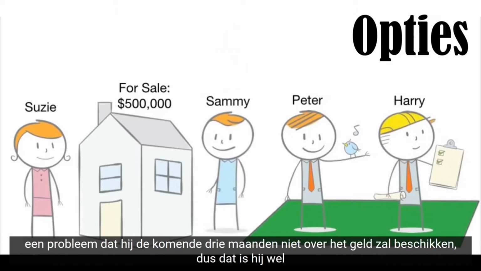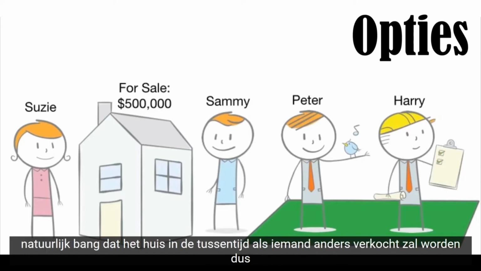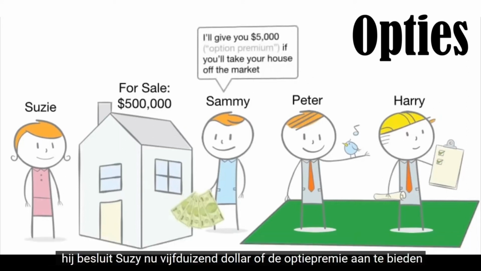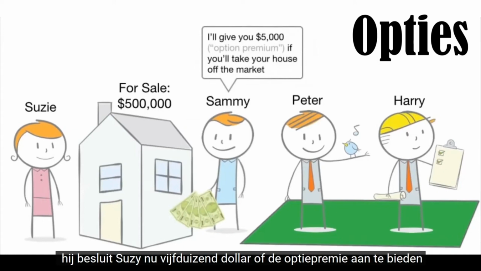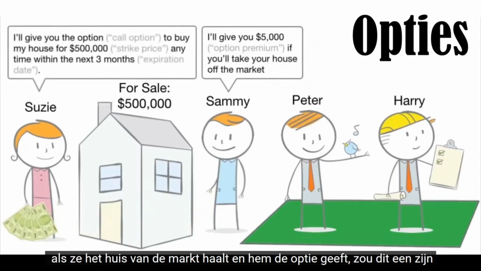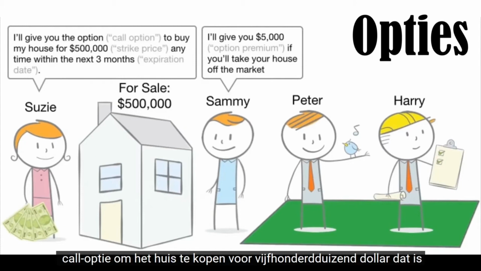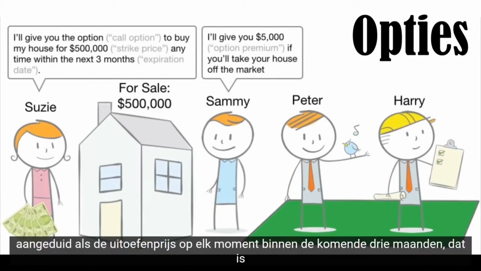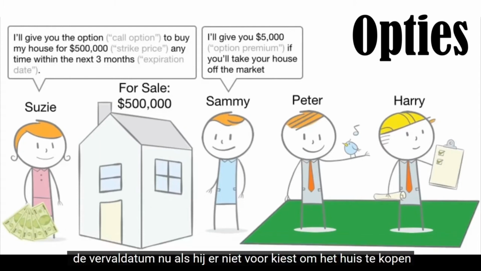But he has a problem. He won't have the cash available for 3 months. So he's of course worried that the house will be sold to someone else in the meantime. So he decides to offer Susie $5,000, or the option premium, right now, if she'll take the house off the market and give him the option. This would be a call option, to buy the house for $500,000, which is referred to as the strike price, anytime within the next 3 months, which is the expiration date.